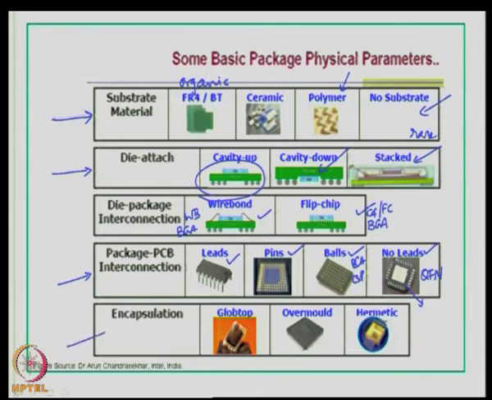Then the next one that you are going to look at in the package is, how do you protect it? That is, what is the encapsulation that is normally used. So, you can use a glob top. If you recollect what I have said before, you can use glob top in a chip on board configuration. Overmold is very common in all packages, whether it is a dip package or a QFP, and the one that we have seen today is a hermetic sealing, where you use a metal glass lamination. So, if you look at a cross section of the package, you will see all of these.